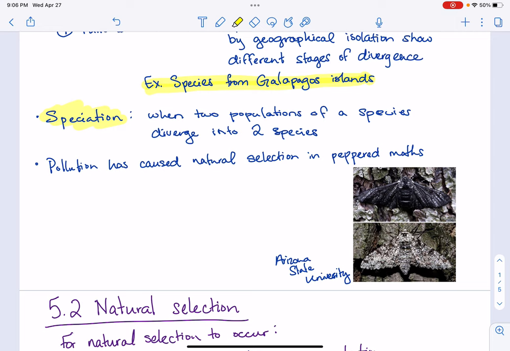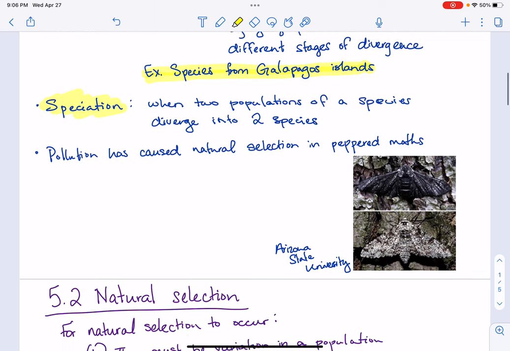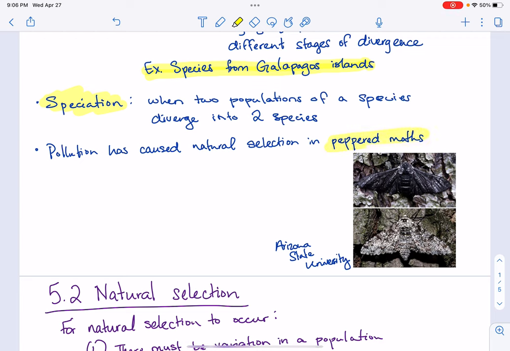So the Galapagos Islands, you need to know about the finches, but then there's also an example of peppered moths. So peppered moths have variation in their color. They can be these dark moths, or they can be these lighter white moths. And so pollution has caused the darkening of the trees because there is lichen that usually grows on the trees. And lichen is white. If you look at any tree, you will see lichen on it, and it's usually patches that almost look like molds, but that's what it is.